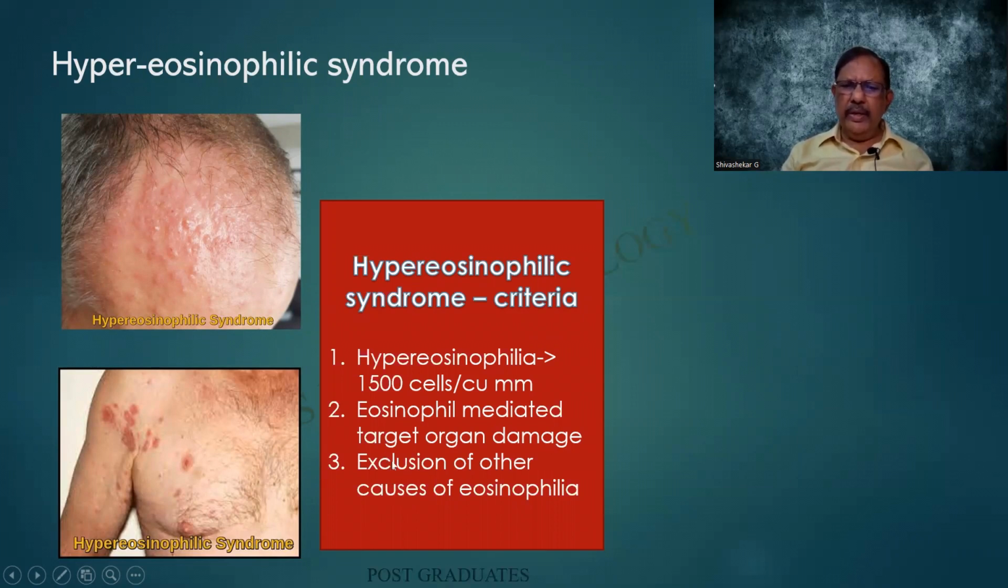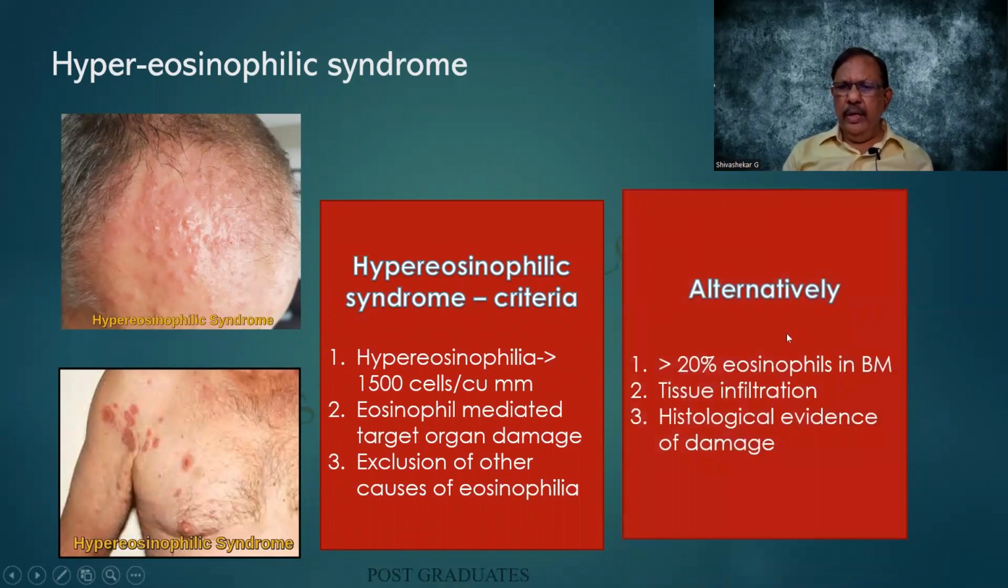Third one is you will have to exclude all the other causes for eosinophilia, such as urticaria or bronchial asthma, a drug-induced disorder, etc. And only then you narrow in on the diagnosis of hyper-eosinophilic syndrome. And an alternate way of coming to it is there are more than 20% of eosinophils in the bone marrow. There is a tissue infiltration, and there is histological evidence of damage because of the eosinophils. So these are the two criteria or two methods by which we can approach a diagnosis of hyper-eosinophilic syndrome.